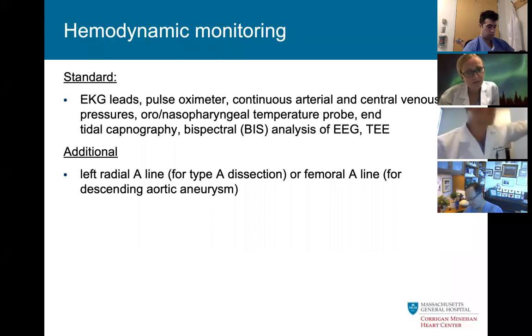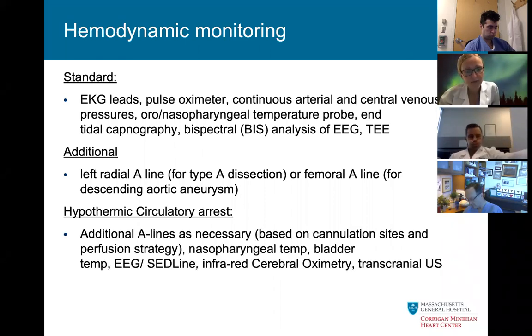Additional lines that we use, for example, if you have a type A dissection, you want to be thinking about also adding a left radial A line, or femoral A lines for descending aortic aneurysms. I've also included a special one for hypothermic circulatory arrest. There you want to add additional A lines based on your cannulation strategy and perfusion strategy. As well, in addition to the nasopharyngeal temperature, you want to have your bladder temperature and know how they correlate, and use those for rewarming particularly. And then EEG, SED lines, infrared cerebral oximetry, and transcranial ultrasound are all other items that we use.